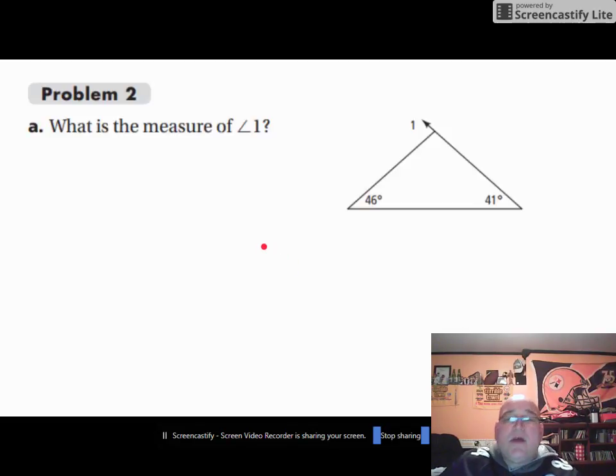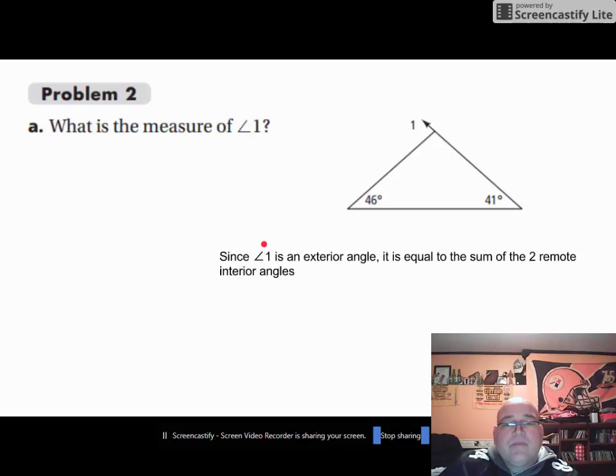Find the measure of angle 1. Well, notice that 1 is an exterior angle, so it is equal to the sum of its two remote interior angles, the 46 plus 41. The measure of 1 equals 46 plus 41, and thus angle 1 would equal 87 degrees.